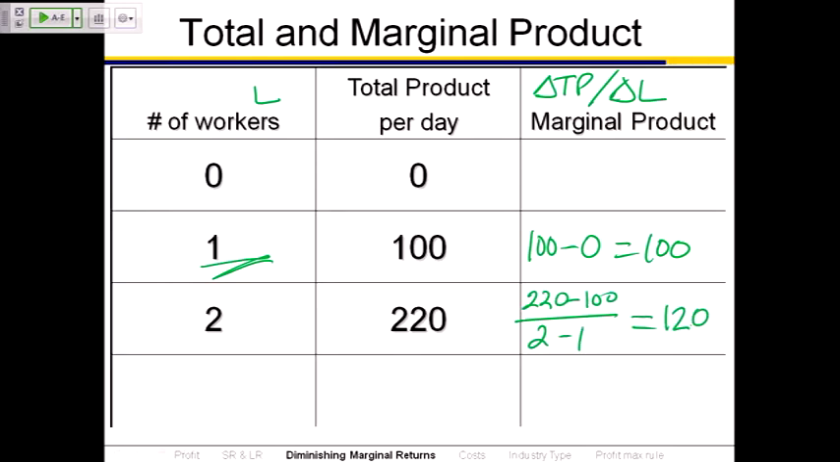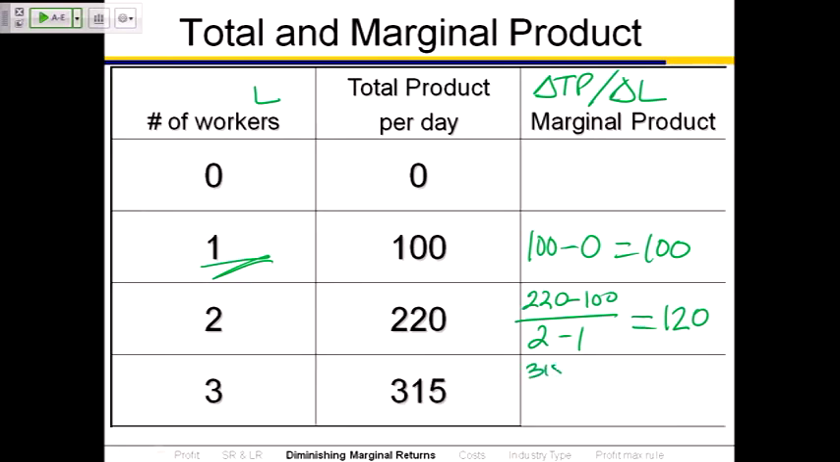This does not mean that the first worker is producing 100 cups and the second worker is producing 120. It may well be that the first worker, because their job is to answer the phone, is producing only 80 cups and the second worker is producing 140. What it means is that the business as a whole, by adding a second worker, can increase the total amount of cups of yogurt they're producing by 120. So adding a second worker to the business increases the business's output by, in this case, 120 cups.